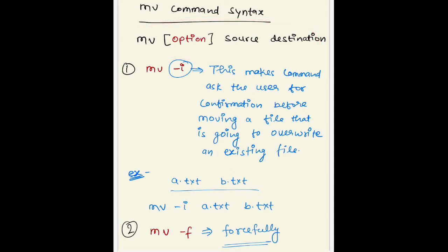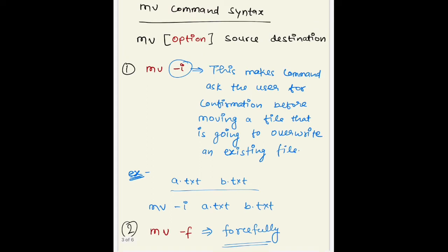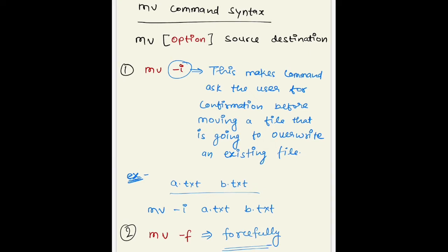Now this mv command has multiple options, like I have written some. We have -i, -f, -n, and -b. So we have multiple options for the mv command that we can choose, and I'm going to show all of this practically also. Let's check the -i option first. What it does is, it makes the command ask the user for confirmation before moving a file that is going to overwrite an existing file.